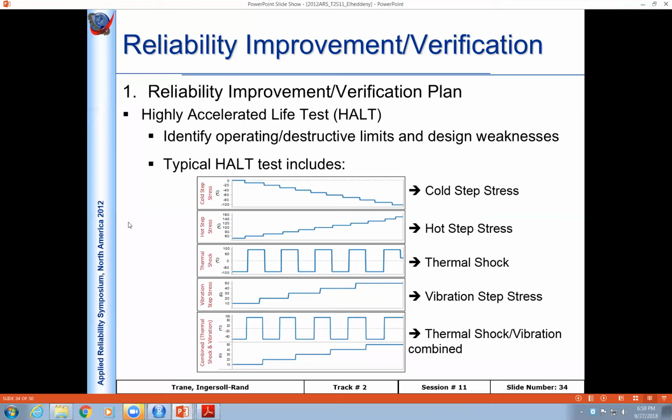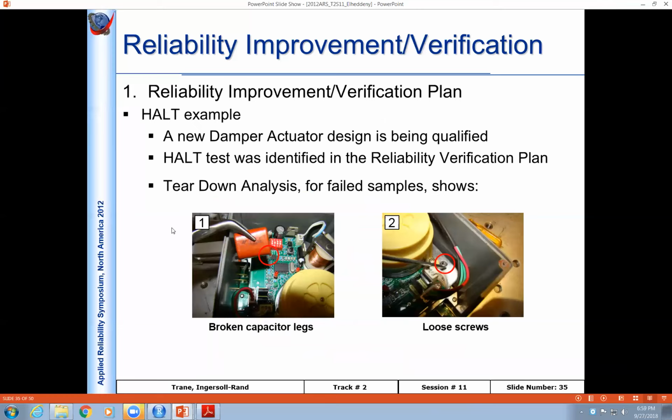Not many companies deal with it. It's not cheap. But I can tell you from experience, it does find failures that you will definitely see in the field as well. Real life example, we're looking at actuators, different supplier. We're looking at reducing costs. So we defined highly accelerated life testing as one of the potential testing that we need to do from our plan. And after we've done the testing, we found a couple failures.